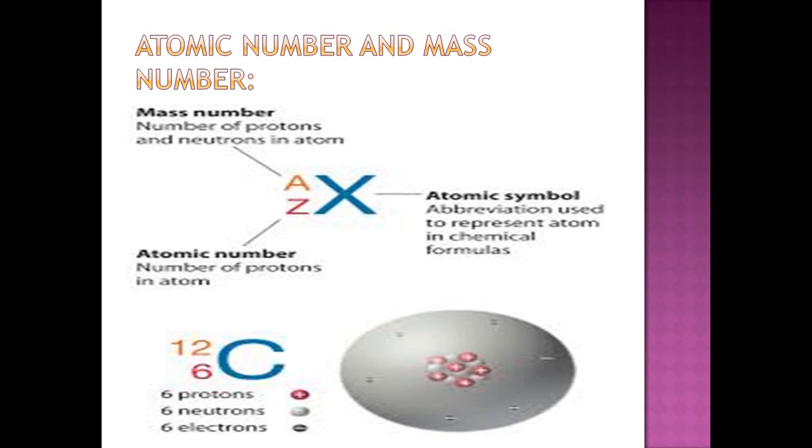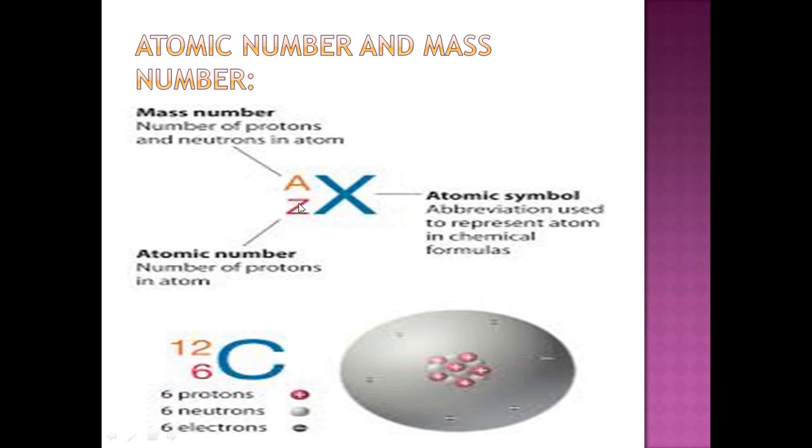Okay, let's return to the atomic number and mass number. What is meant by these numbers? We said that any atom has a number of protons, a number of electrons, and also a number of neutrons. How can you know that? By using these numbers: atomic number and mass number. So here, this is the symbol of the atom. What is this? This is the atomic number. What is this? The mass number.